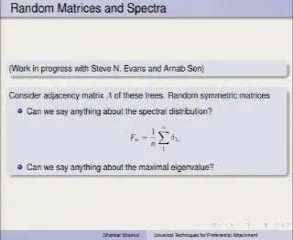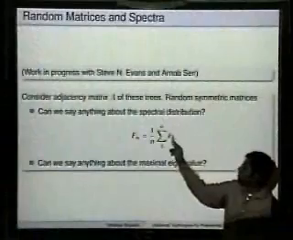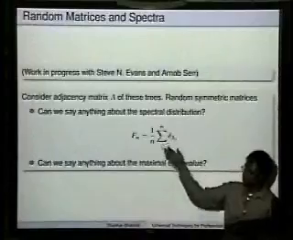Okay, so this is good, but you can do more advanced computations. You have these random trees, and you look at the adjacency matrix. These trees are graphs. You look at the adjacency matrix, a symmetric matrix, and you might be interested in the spectral distribution. You look at its eigenvalues, and the empirical distribution of these spectra. The question is, can we say anything about this? Can we say anything about the maximal eigenvalue? It seems that perhaps some of this you can say something, but it's still work in progress.